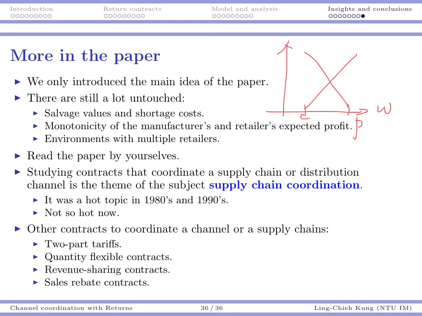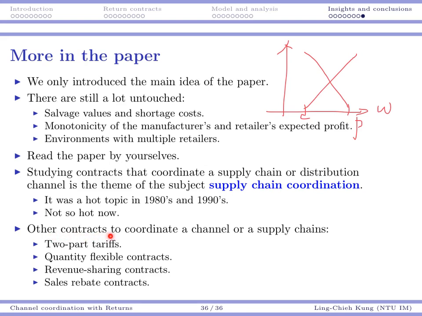coordinate a supply chain. It was really a hot topic about 30 years ago, and every topic will be dead eventually. So now it is not so hot. But I just want to give you this idea about coordination because this is one of the very good examples about mechanism design. Through the change of contract format, we are changing the gaming rule and we are changing the equilibrium behaviors of players. And then we may achieve a better result.